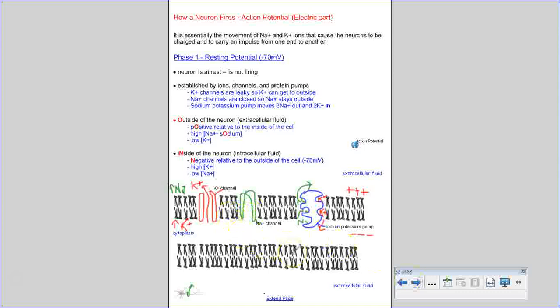Now, it doesn't mean that there's only one of each channel and one pump. This is just showing you a little section to give you an idea of what they look like. So there's lots of channels and pumps across the neuron, across the membrane, and they'd be on both sides. We're just doing a simplistic drawing of it.